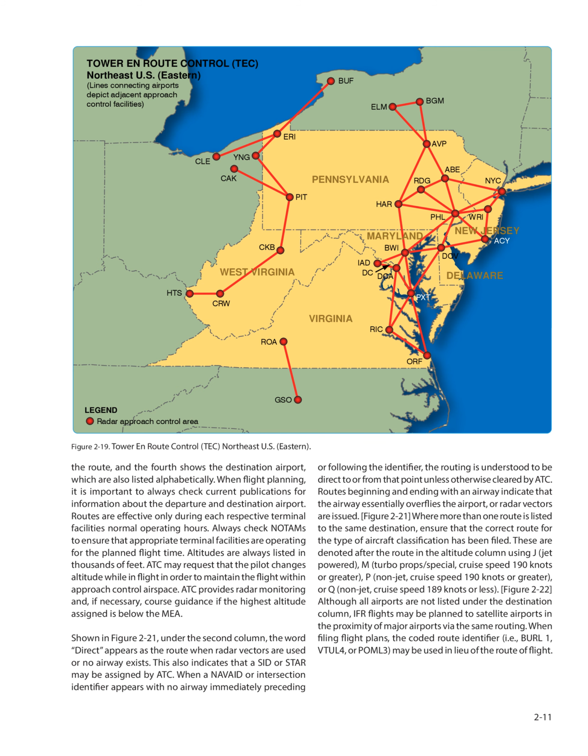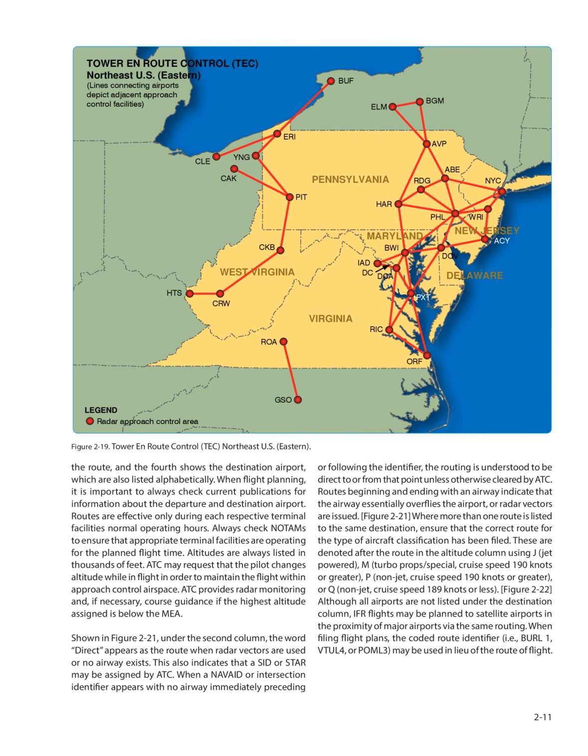Figure 221. Where more than one route is listed to the same destination, ensure that the correct route for the type of aircraft classification has been filed. These are denoted after the route in the altitude column using J, jet-powered; M, turboprop/special, cruise speed 190 knots or greater; P, non-jet, cruise speed 190 knots or greater; or Q, non-jet, cruise speed 189 knots or less.